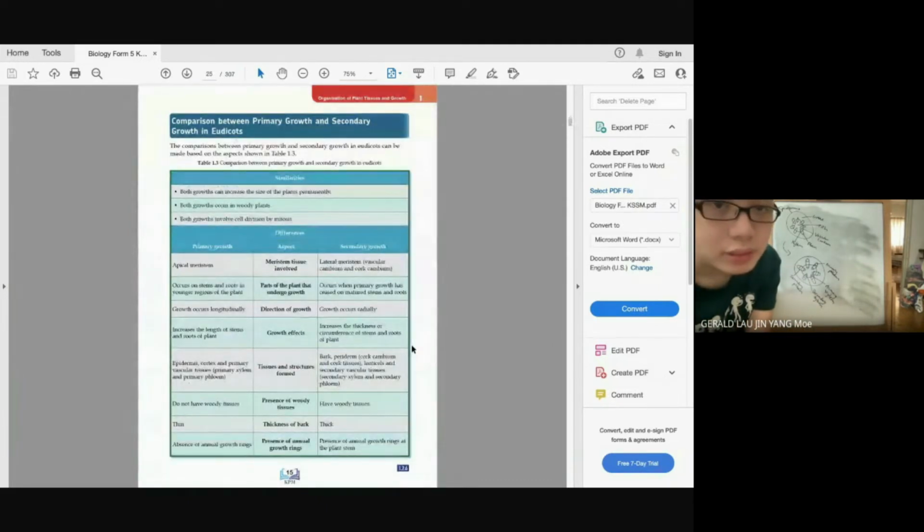Now the similarities and differences. Both are growth, which means they increase the size permanently. Both occur in woody plants. Both also involve cell division by mitosis. But the differences: primary growth involves the apical meristem, whereas secondary growth involves the lateral meristem. Primary growth occurs on the stem and roots in younger regions of the plant, whereas secondary growth occurs when primary growth has ceased on mature stem and roots.